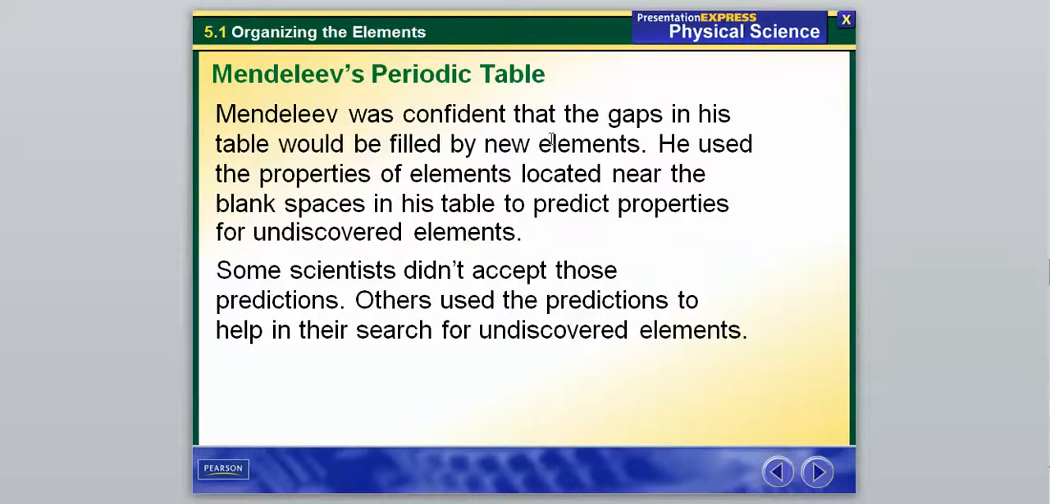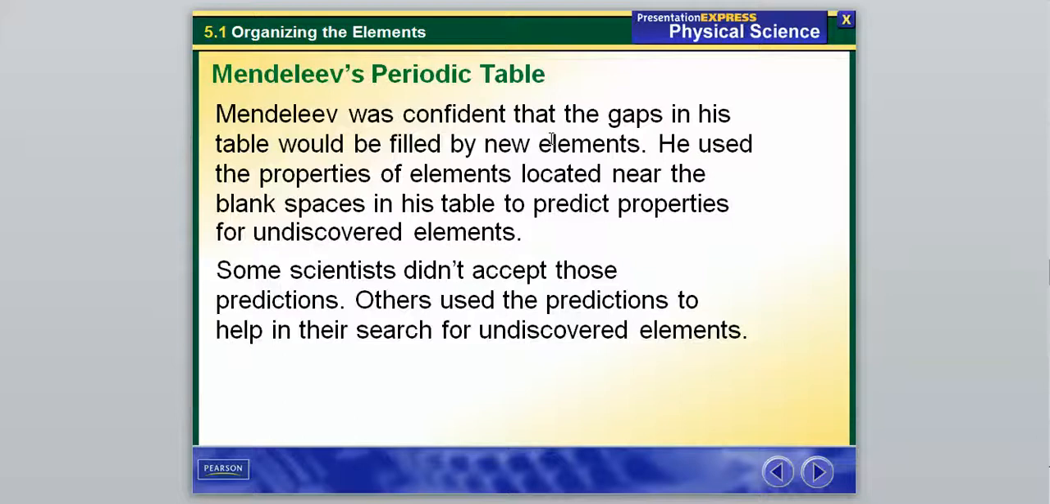And again, he was confident the gaps in his table would be filled by new elements, and he used the properties of elements located near the blank spaces in his table to predict the properties of undiscovered elements. However, some scientists did not think that was going to be correct. They said, I don't think your predictions are going to be correct, but on the flip side, others used the predictions to help in their search for undiscovered elements.